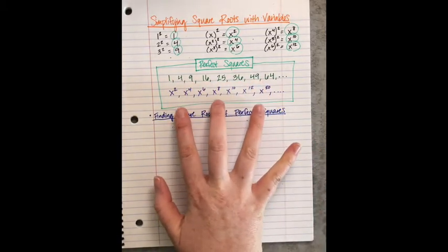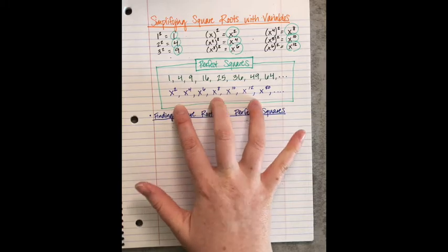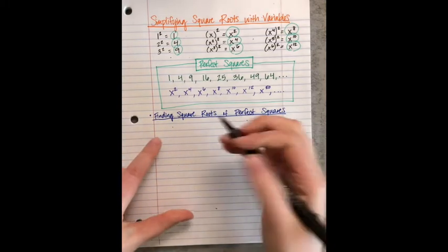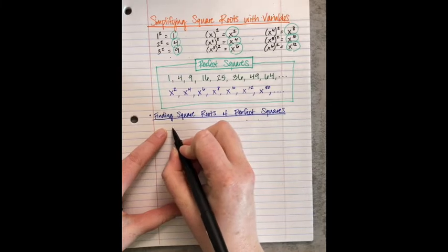Now that's going to also happen with perfect squared variables. Taking the square root of these, we're going to end up with a nice answer. Okay, there's going to be nothing left in the radical is what I'm saying. So let's start off with numbers just to ease into this.